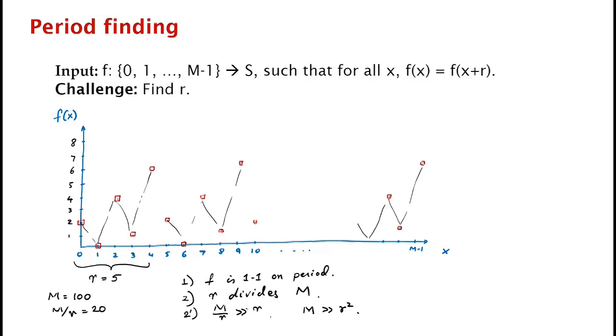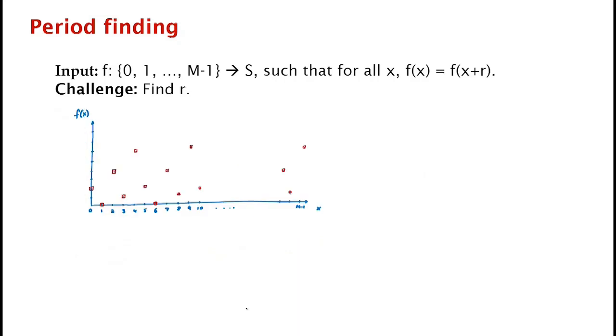Now let's address one more issue, which is how is this function given to us? Well, here's how it's given. You're given a circuit C sub f, which takes as input x and outputs f of x. It's a classical circuit.